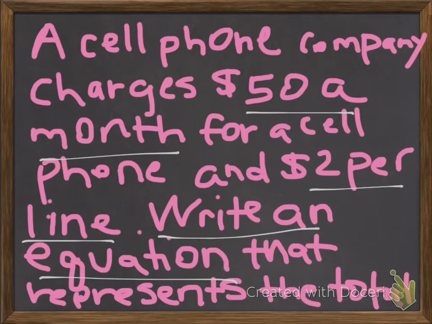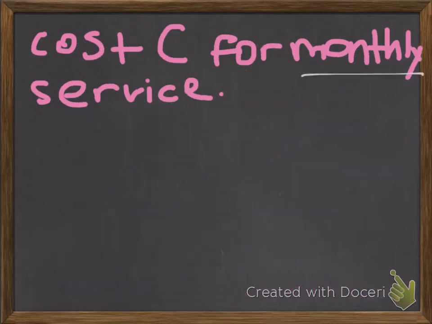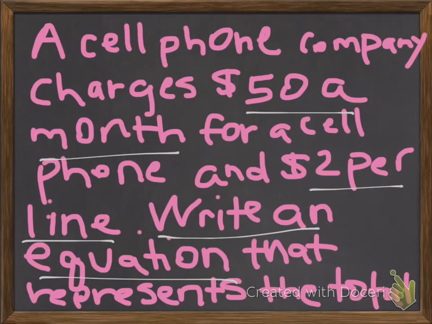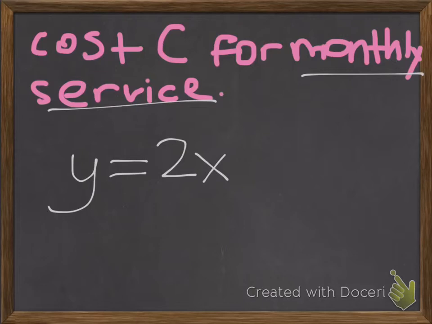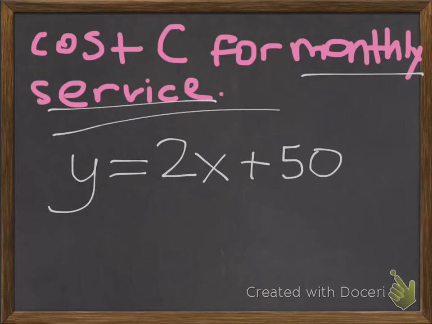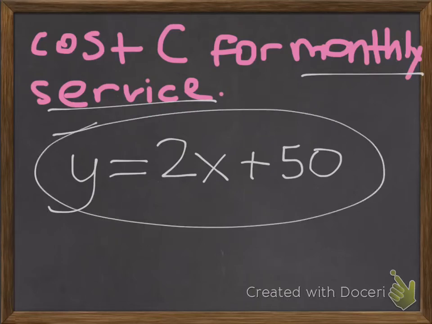So if we are trying to write an equation that represents the total cost for a monthly service, let's just say for 1 month, then that means the $50 is going to be just a flat fee for $50. So that makes the $2 per line our rate. So if we plug it into our equation, the 2 is our slope, which is the rate, and the 50 is our flat fee, which represents the y-intercept. So that is our equation.